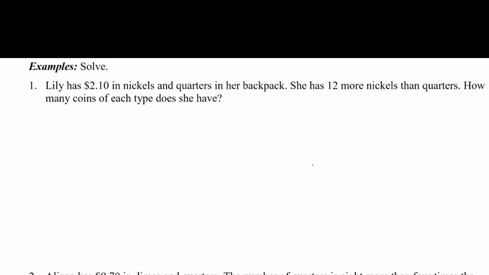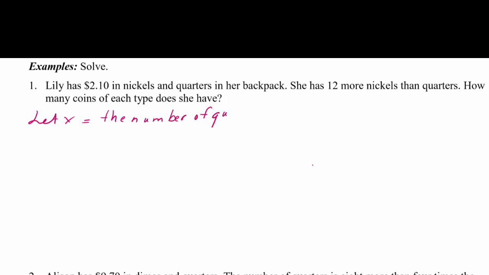We've talked before about the fact that we're going to use one variable, so we can only let that one variable represent one of those 2 unknown quantities. So we get to choose. And a good strategy is to let your variable represent the quantity you know nothing about. For example, we know that she has 12 more nickels than quarters, but we don't know anything about the quarters. So let's let x represent the number of quarters Lily has.